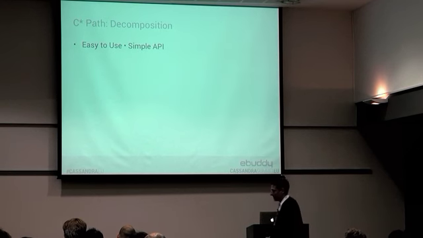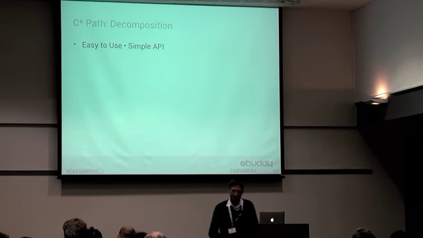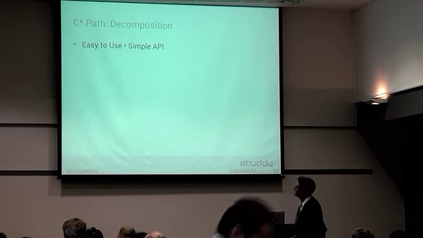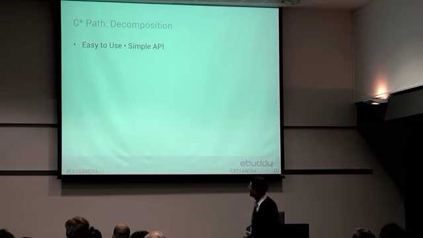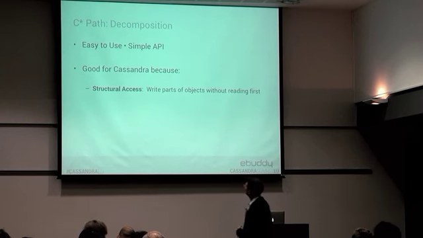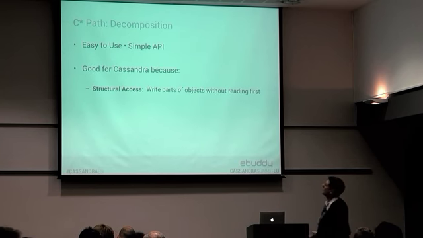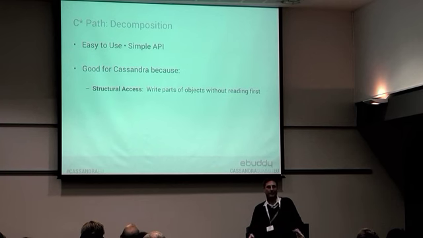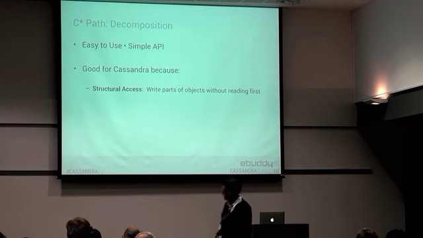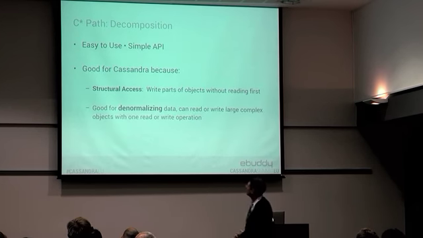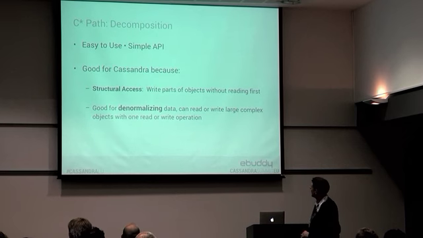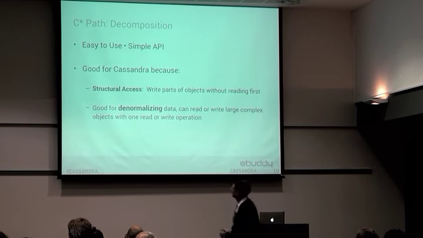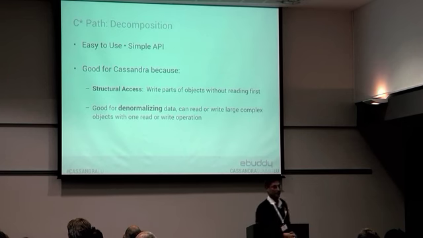So I think some plus points on this library is that it's very easy to use, very simple API. And it's good for Cassandra, I think, because it provides structural access. You can write parts of the object without having to read the whole object first. So that's a best practice with Cassandra. Good for denormalizing the data, so you can read or write large complex objects with one read or write to like a single row.